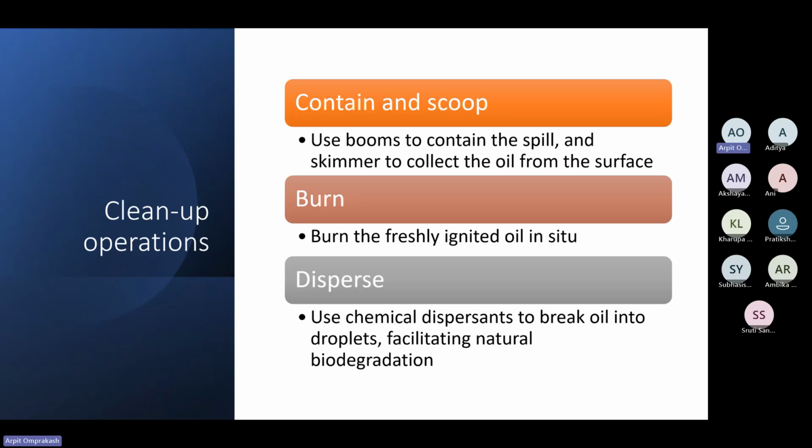So some operations to clean up include contain and scoop, where they use booms to contain the spill and skimmer ships, which go and collect oil from the surface by taking up water. Then burn. So basically, this oil spill can be burnt in a controlled manner to reduce the amount of oil that is present on the surface of water.